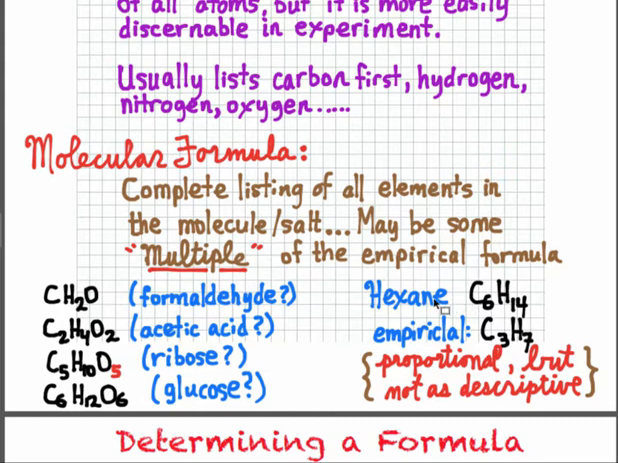Similarly, I could have a hexane, C6H12, or C6H14, or I could divide both of those by 2 and get the empirical formula like this. So C3H7 is the proportions, but not as descriptive as the full molecular formula. But maybe it's all we can determine in the lab. There could be various other compounds with the formula C3H7, but all I'm saying is that's the simplest whole number ratio of carbons to hydrogens in hexane.